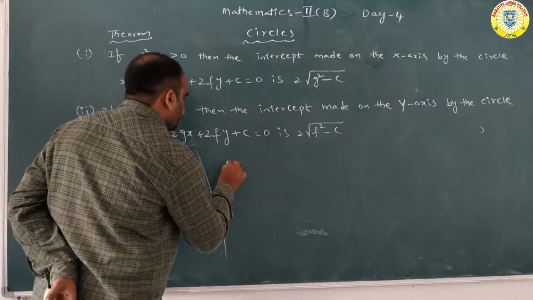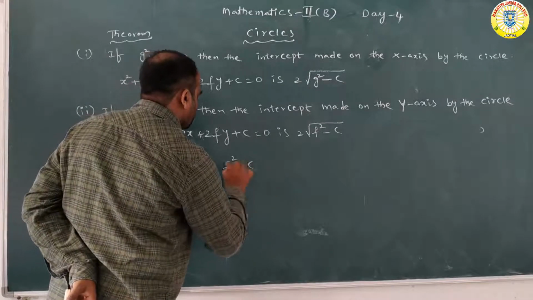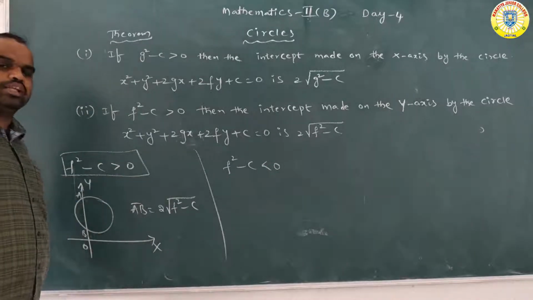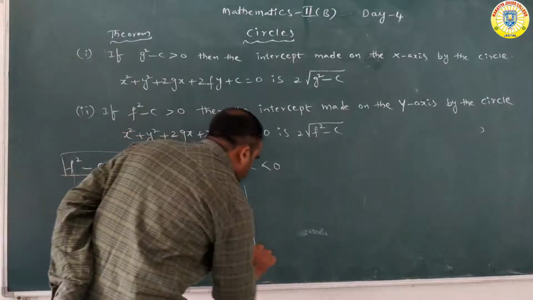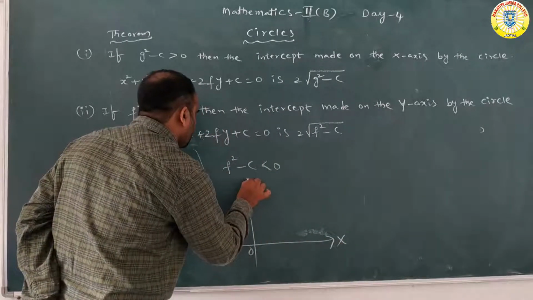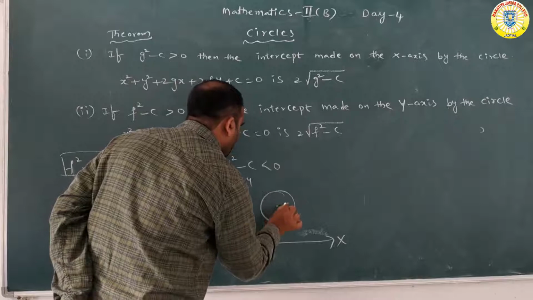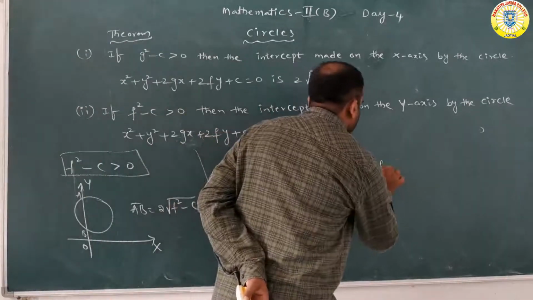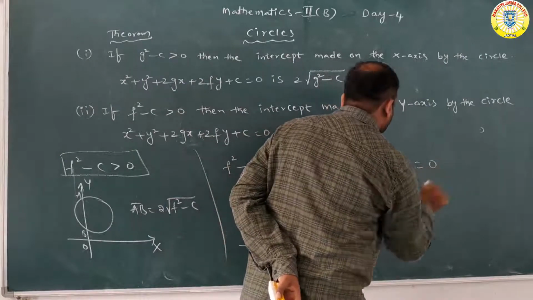Next one, here f square minus c less than 0. In that case, origin, this is the x-axis, this is the y-axis. The circle is away from the y-axis. Next one, here f square minus c is equal to 0.